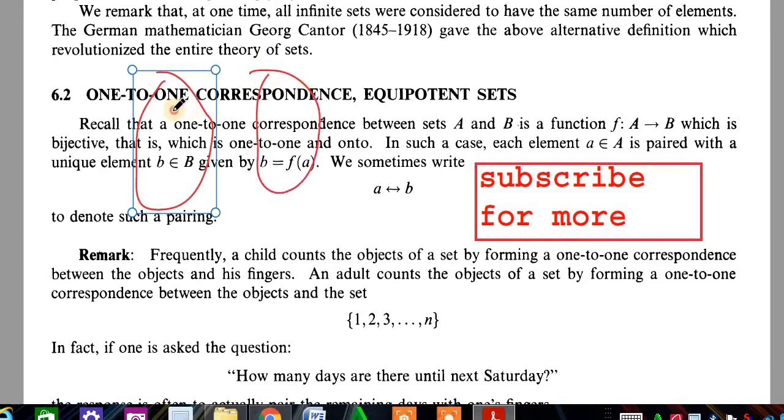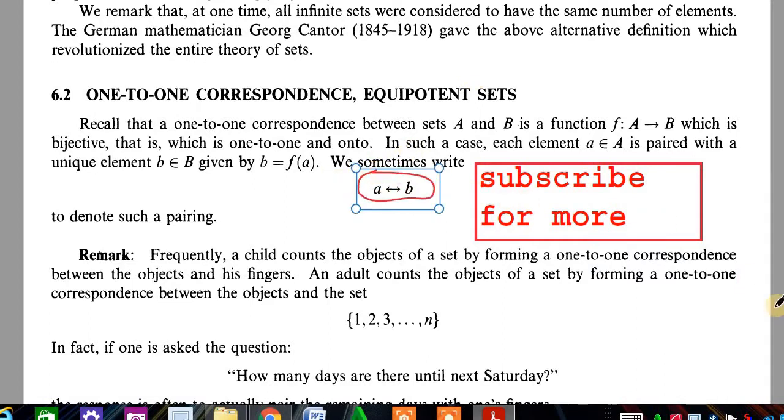We can write this as follows. These are two sets, 1, 2, and this set consists of a and b. So this is a bijective function. This is one-to-one and also onto. It is a bijective function because there is one-to-one correspondence and all the elements of the second set are used. So we can write this as A corresponds to B.